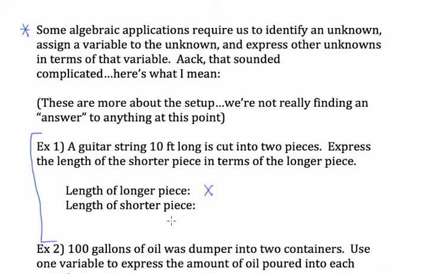Now the length of the shorter piece, what we're going to do is write it in terms of our other variable. So think about what we know. We know that the short piece and the long piece added up make 10. So I can write the length of the shorter piece as 10 minus the longer piece.